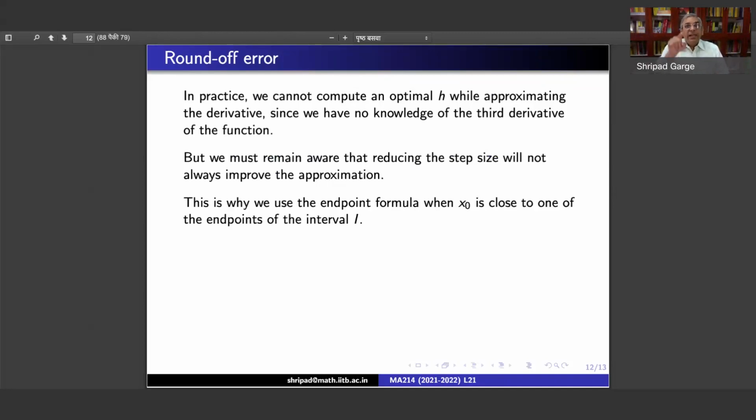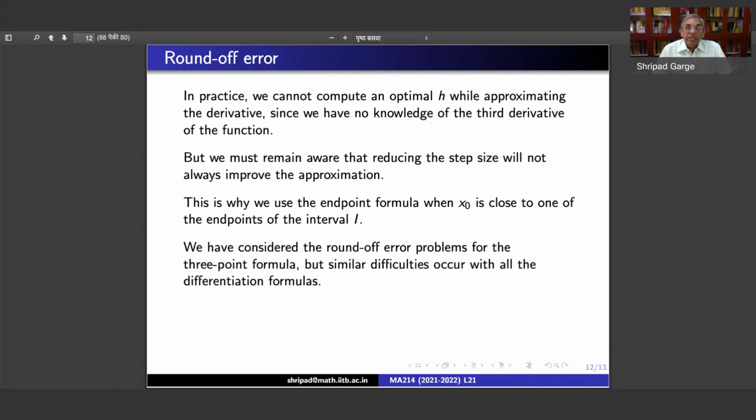This is why I told you that we are not going to apply the midpoint formula by reducing the size of h if you are closer to one of the endpoints. This is particularly the reason that we cannot blindly reduce the size of h. So if your x naught in the derivative formula happens to be closer to one of the endpoints, then we will instead use the endpoint formula where you are going to look at the behavior only on one side of x naught rather than reducing the size of h.